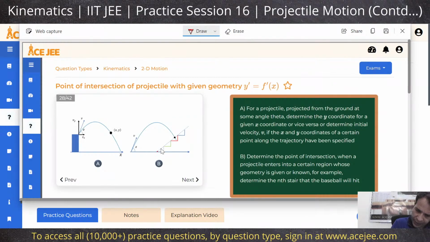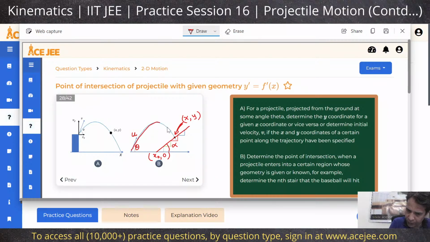Let's say there is a ladder with the base at coordinate x0, 0 and at an angle alpha. And you are given initial velocity u and the projection angle theta. And you might be asked to find out the coordinates of this point. Essentially, what we are trying to find out is the intersection point of these two curves.